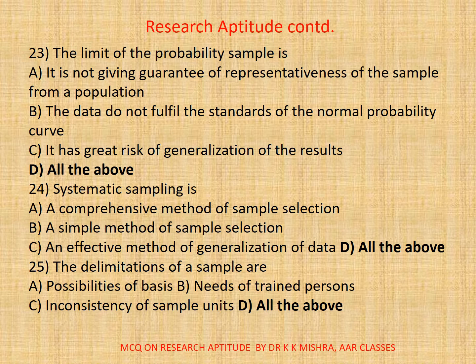24. Systematic sampling is A. Comprehensive method of sample selection, B. A simple method of sample selection, C. An effective method of generalization of data, or D. All. The correct option is D. All.